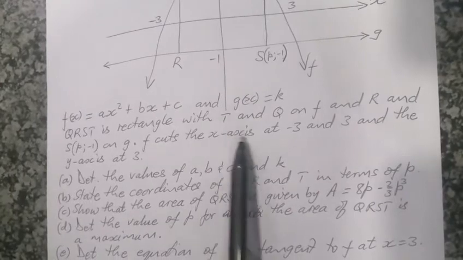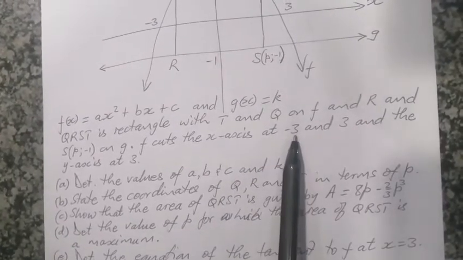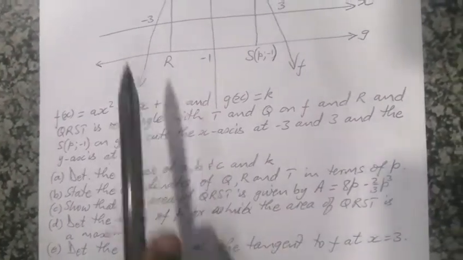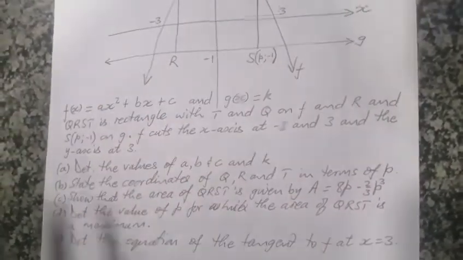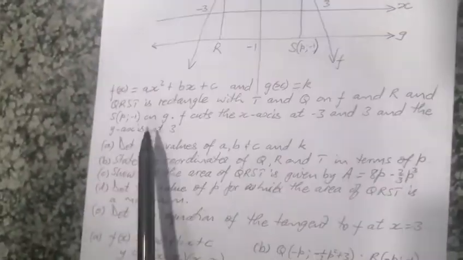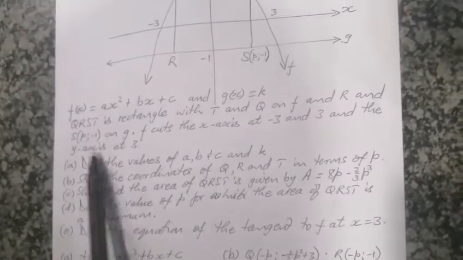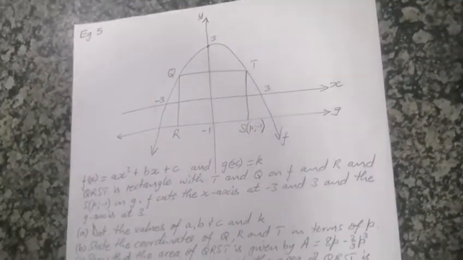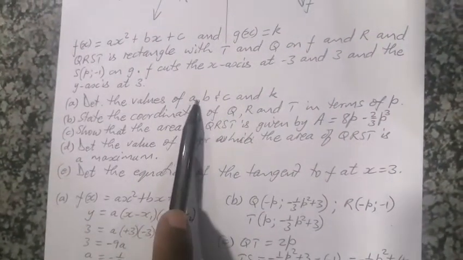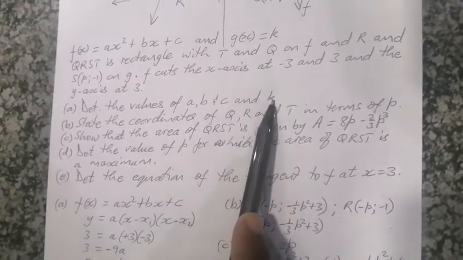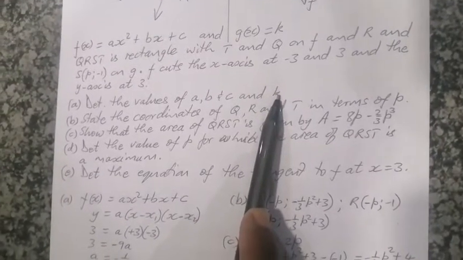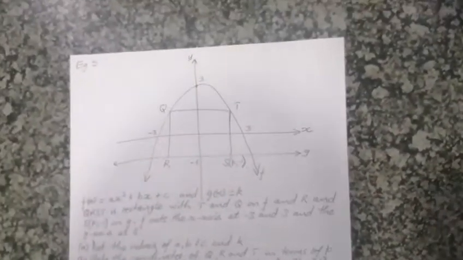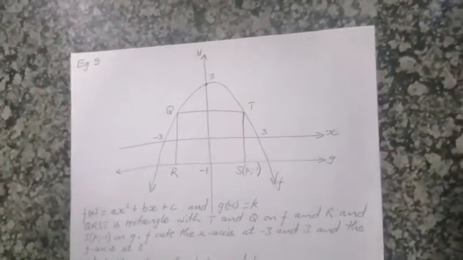F cuts the x-axis at -3 and 3, which is also indicated here. And then the y-axis at 3. This is what I alluded to when I was explaining the graph. Part A, determine the values of a, b, c, and k, which means all we need is to use the information we have here on the graph to answer that question.